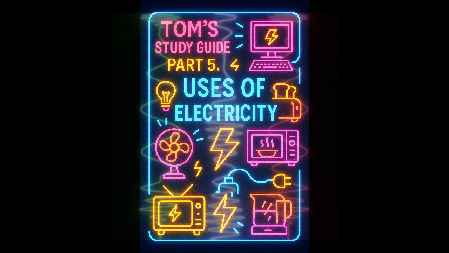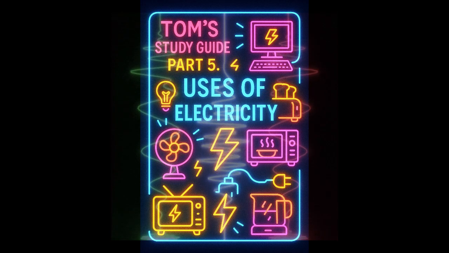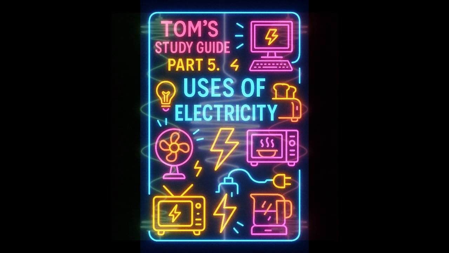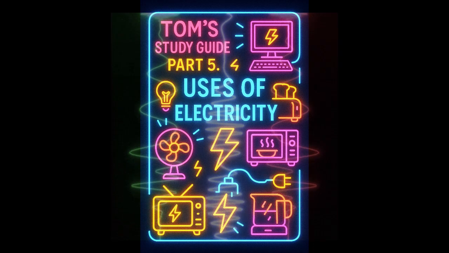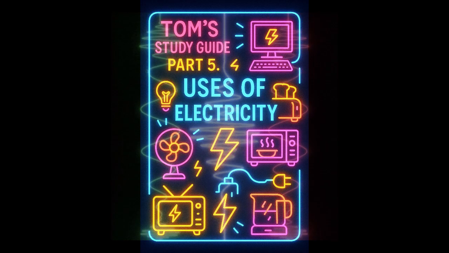Exactly. Then you have relays. Those are basically switches that are flipped using an electromagnet. An electrically operated switch. Okay. And transformers, absolutely essential for the power grid. They change AC voltage levels up or down. Right, to send power over long distances efficiently and then step it down for our homes.